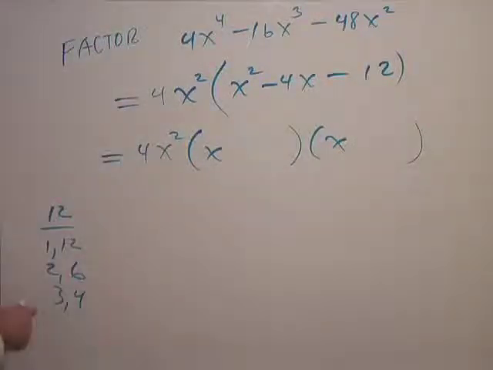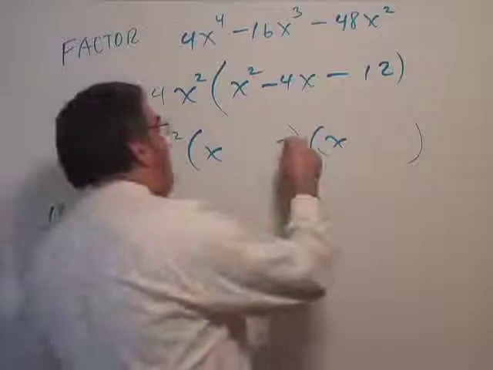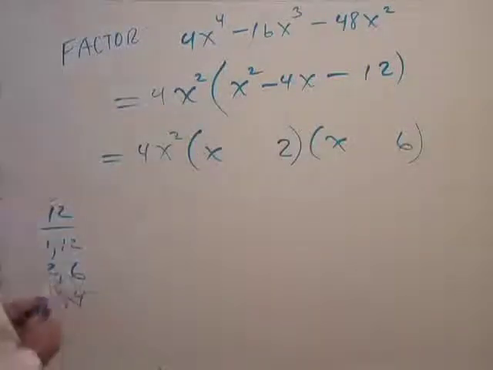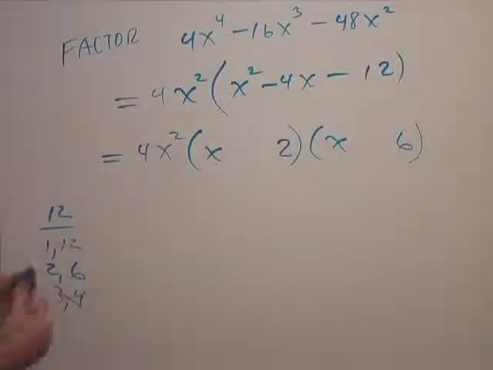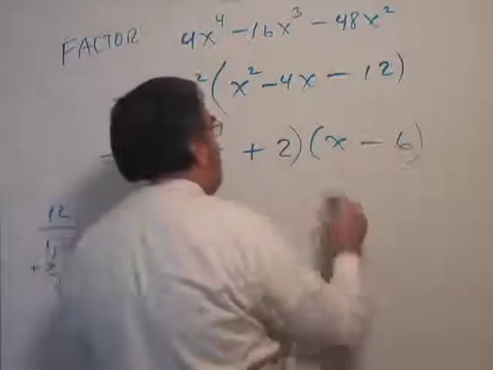All right. And so could I get a 4 out of 1 and 12 by addition or subtraction? No. I can out of 2 and 6, but can I out of 3 and 4? No, I can't add or subtract 3 and 4 and get 4. But 2 and 6, that's going to be a winner. Probably. And again, there's no guarantee that everything factors, but this one I will guarantee because I set it up. All right, so to get minus 4, I would need plus 2 and minus 6. So plus 2 minus 6.